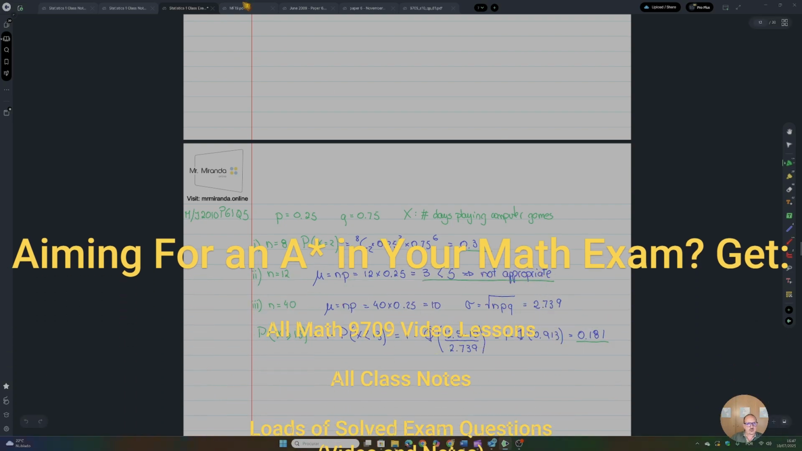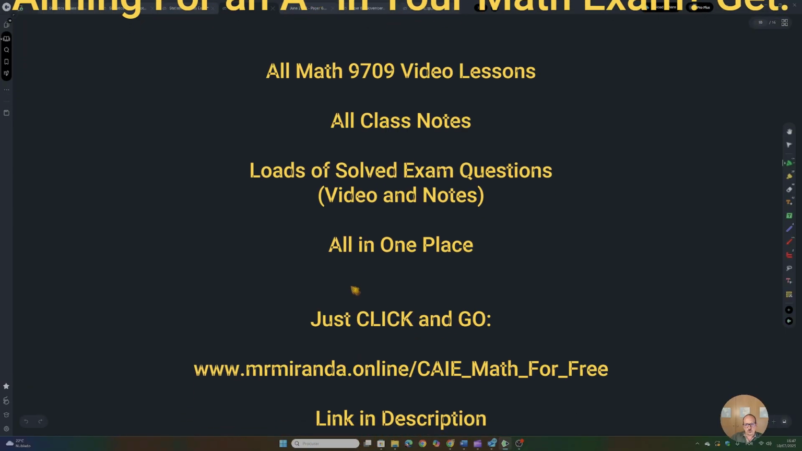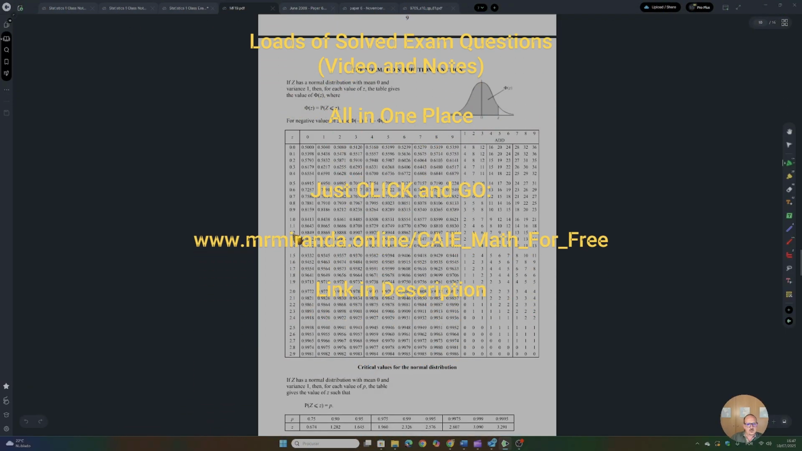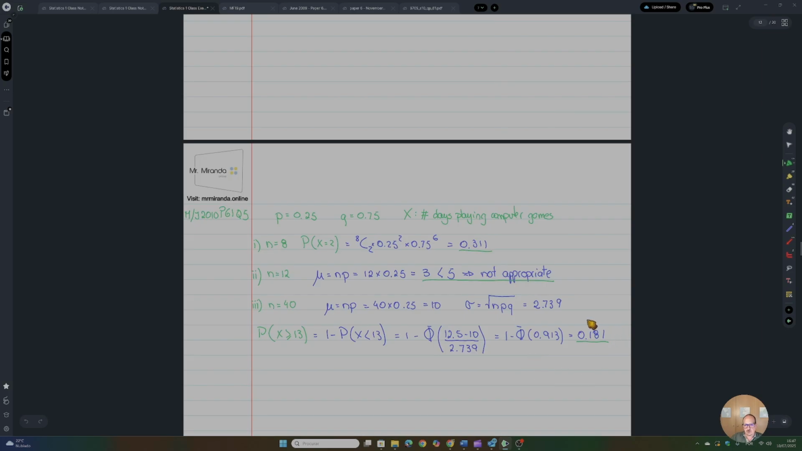You can go straight to the MF19 and find it. 0.913, 0.91, and then you add 3, which is 8. So this is going to be 0.8194. Okay, so 0.819. You do 1 minus that, and the result, corrected to 3 decimal places, is 0.181.